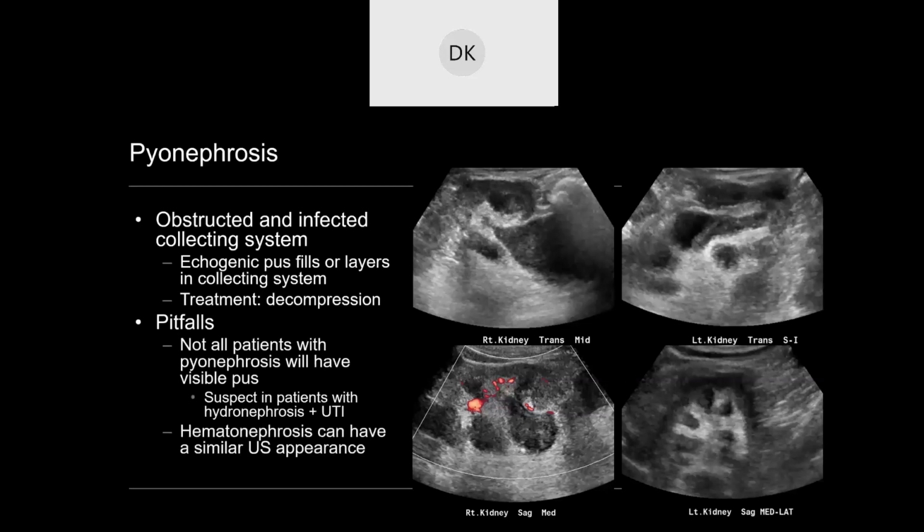The other problem is hematonephrosis, or blood within a dilated collecting system, can have a similar ultrasound appearance. But the clinical history should be different. With hematonephrosis, you'll have hematuria. You won't have usually urosepsis. Also, it would be unusual to have bilateral hematonephrosis. Usually it would be unilateral due to a stone or a tumor, unless the patient had some type of coagulation disorder.